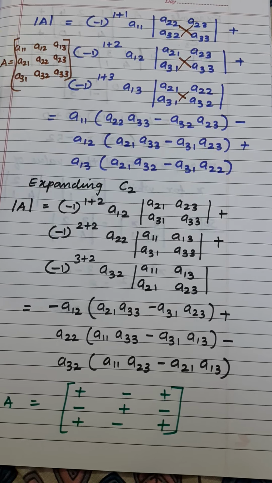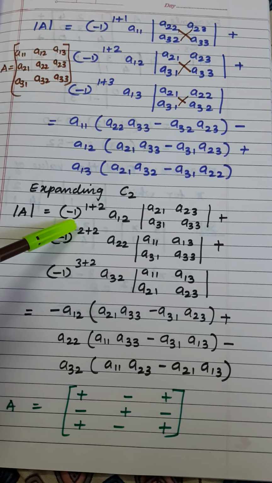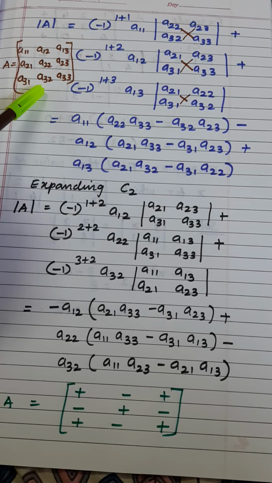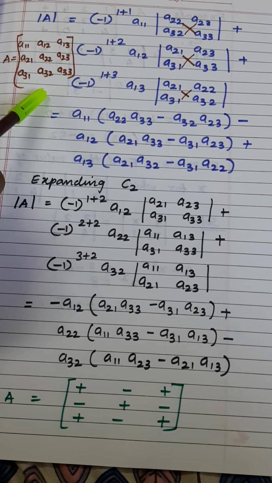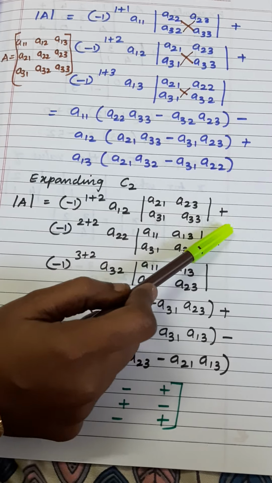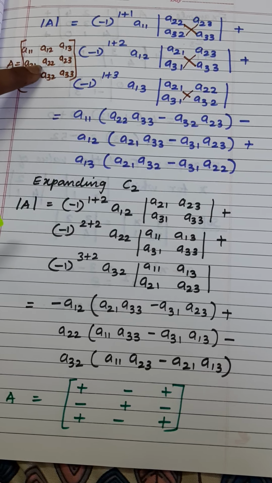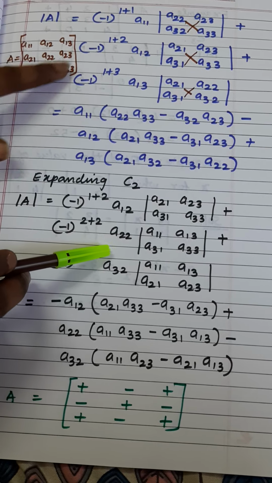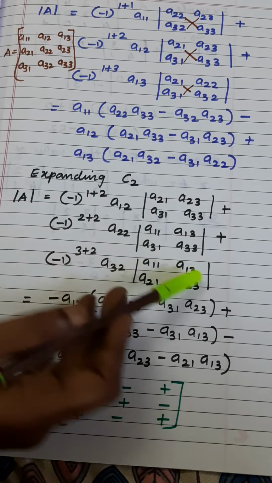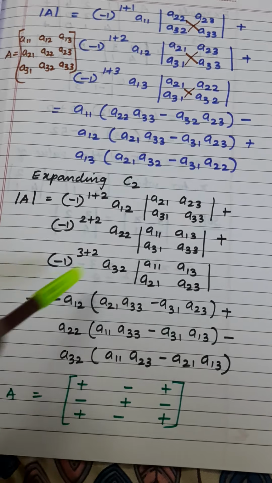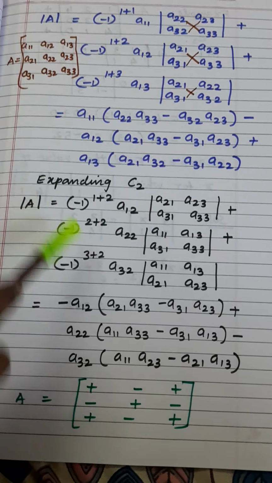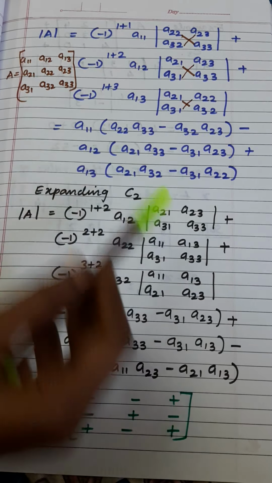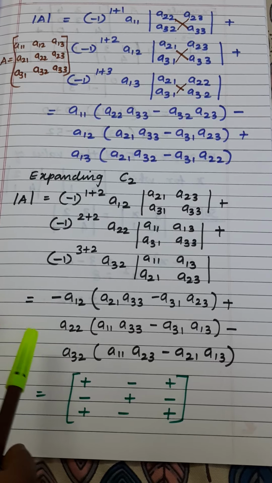So what are the respective signs here? Minus 1 power 1 plus 2 for the first element A12. Remove the respective row and column, first row, second column, and the remaining numbers are here. Plus, the second element is A22, 2 plus 2 is 4, so minus 1 power 2 plus 2, A22, and write the remaining A11 A33, then A13 A31. Now the third element is A32, so 3 plus 2, A32. Leave the respective row and column and write the remaining elements here. Now find the determinant.